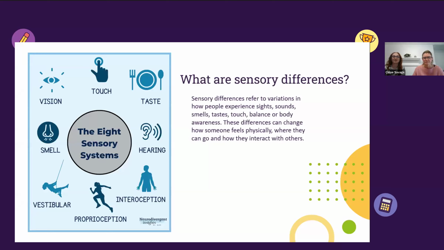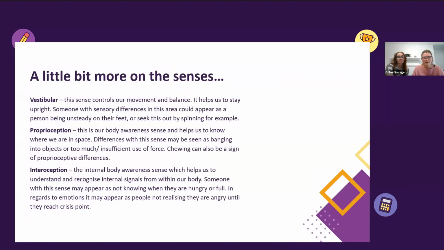So there are 8 different sensory systems, and obviously when we're at school, you usually only hear about 5 of those. So that's your taste, your touch, your smell, hearing, vision. But there are actually another 3, which are vestibular, proprioceptive, and interoception, which people might not have heard of before. We'll talk a little bit more about what they are.